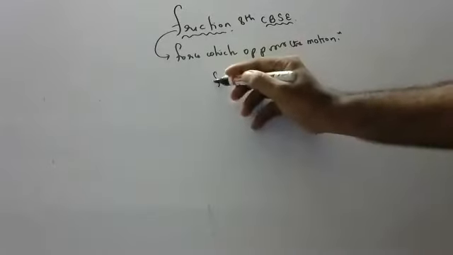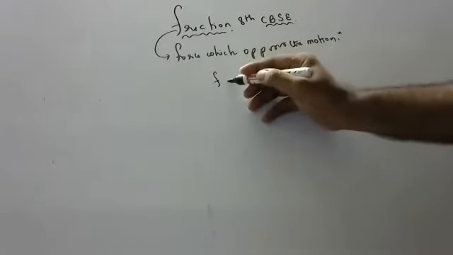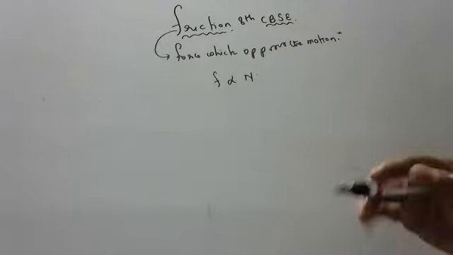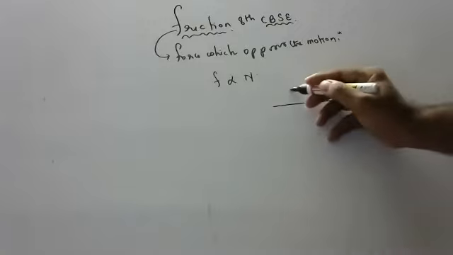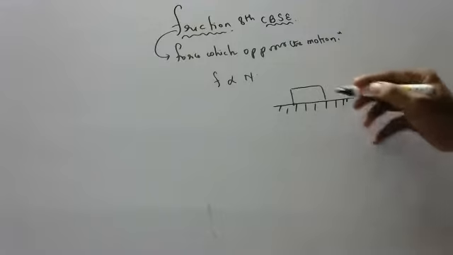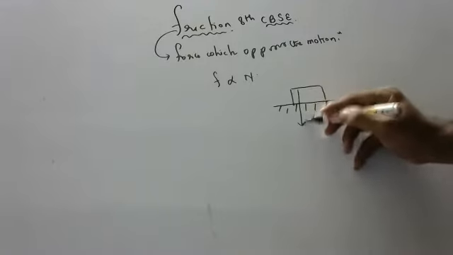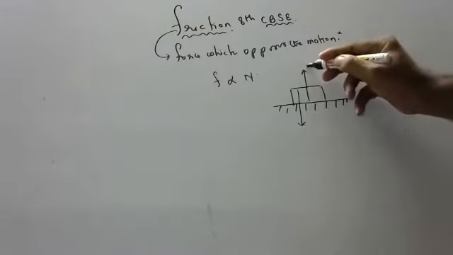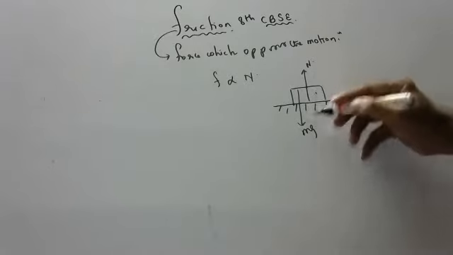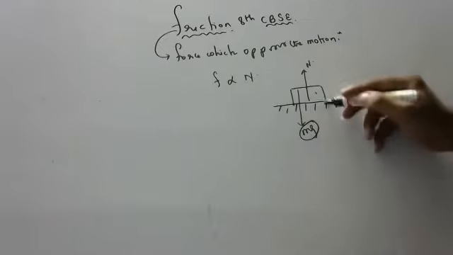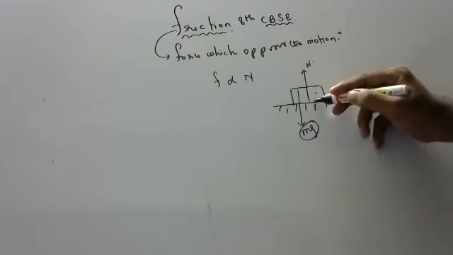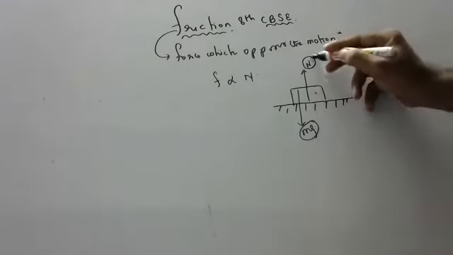Friction is represented by small f, children, and friction is directly proportional to the normal reaction. What is normal reaction? Suppose this is a box lying on the table. The box exerts some force mg on the table, and the table exerts some force on the box. The force exerted by the table on the box is called normal.